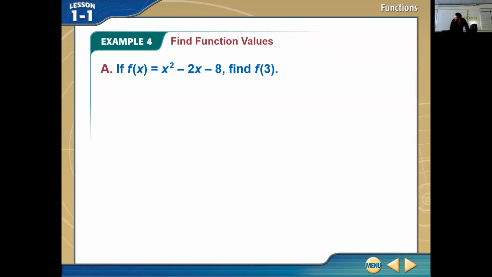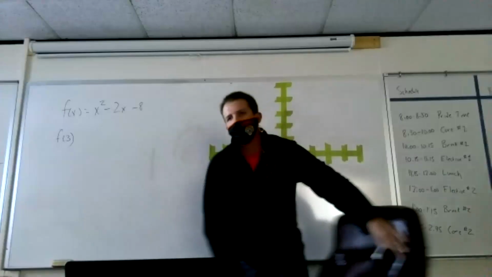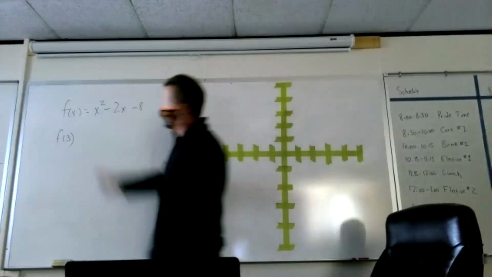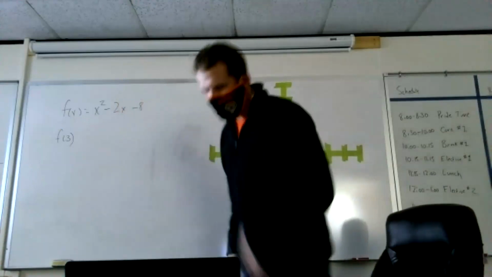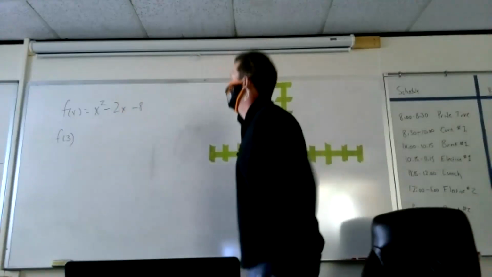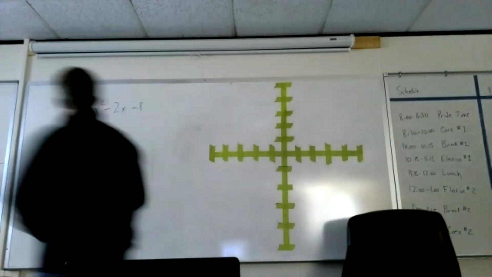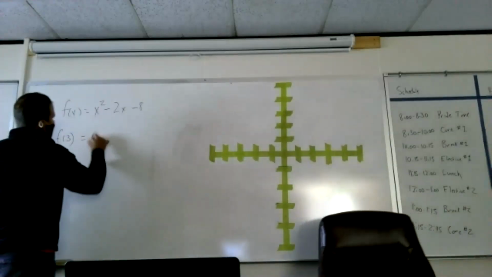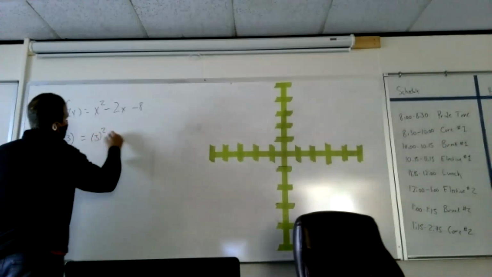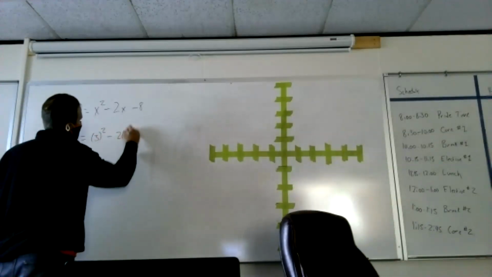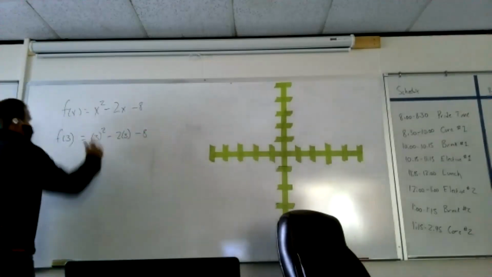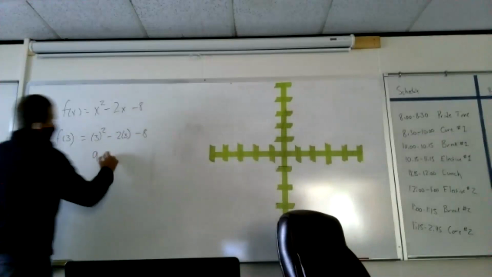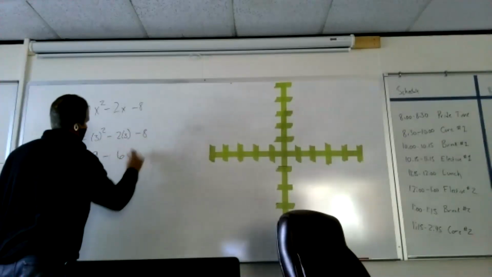So when you're dealing with function notation, whatever we place into the parentheses, or whatever the book gives us in the parentheses, we're going to plug that in for each and every occurrence that we see x. So f of 3 is really equal to 3 squared minus 2 times 3 minus 8. Then we carry out our order of operations. 3 squared is 9, minus 2 times 3, which is 6, minus 8.